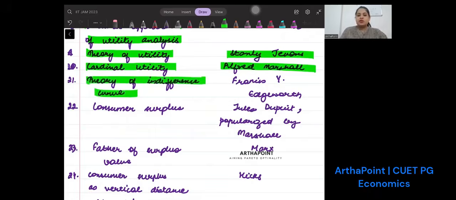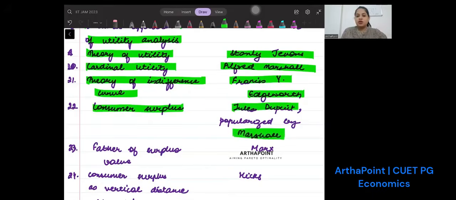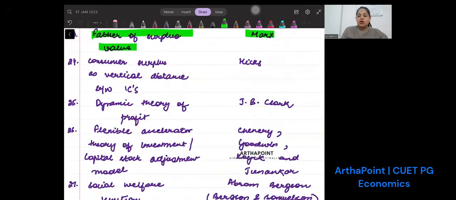Theory of indifference curve was initially propounded by Francis Y. Edgeworth, but in many MCQs, you may not find Edgeworth, so you may have to mark Hicks. Consumer surplus was given by Jules Dupuit, but it was more popularized by Marshall. So in MCQs, you will find Marshall. Father of surplus value was Marx. Consumer surplus as vertical distance between indifference curves was given by Hicks.